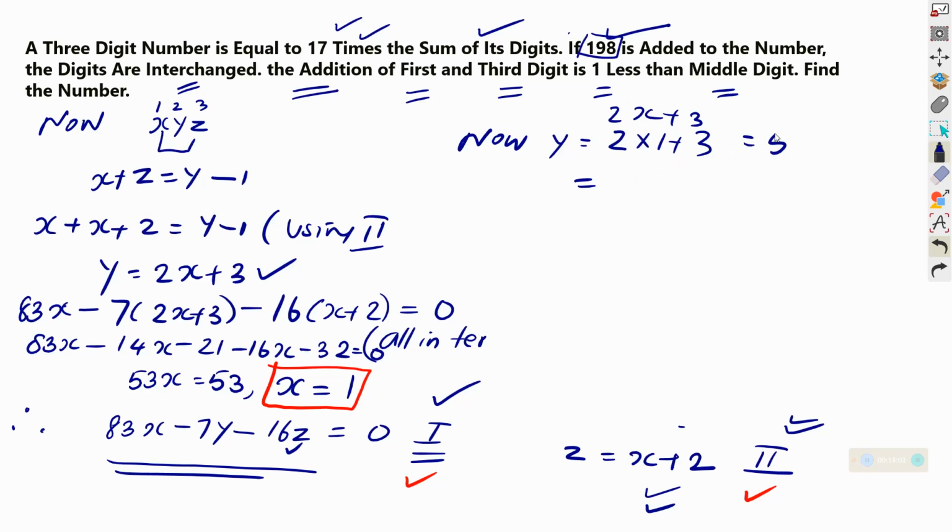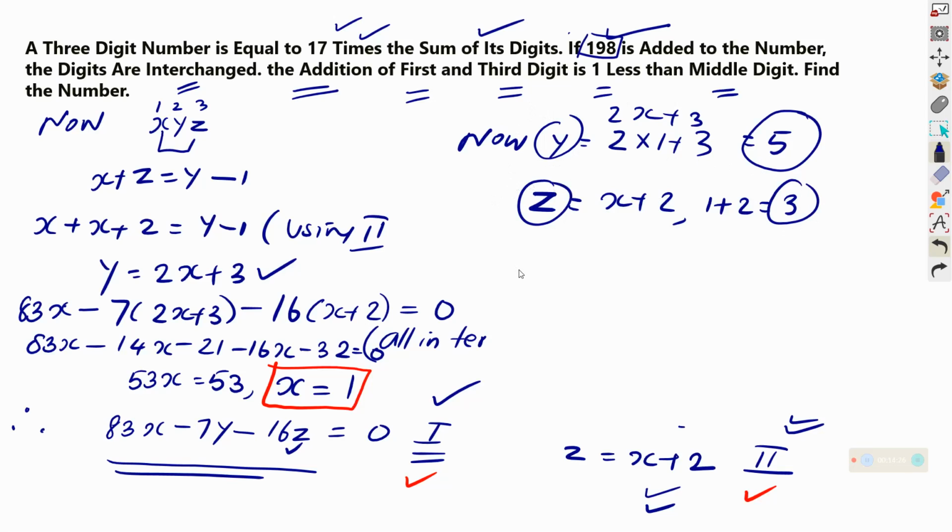That y we got now. Now we will think about substituting the value of y also. Z can be calculated x plus 2, that means 1 plus 2, which is equal to 3. We got x, y, z, right? If I got x, y, z, you write down the digit x, y, z. X is equal to 1, y is equal to 5 and z is equal to 3. So the number x, y, z is 1, 5, 3.